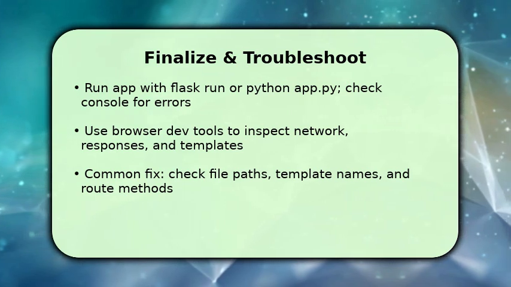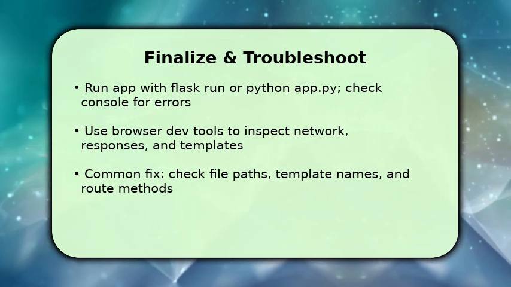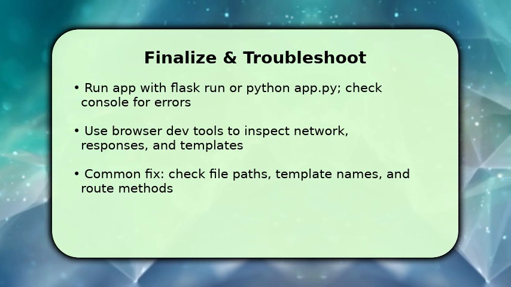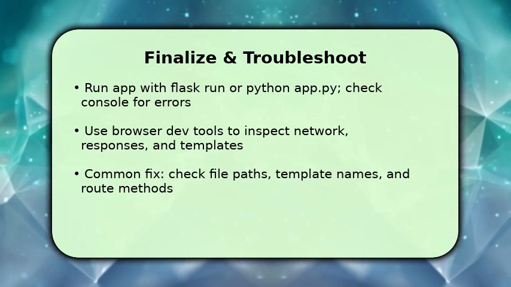If things go wrong, first inspect console errors and network traces. Most issues are path mismatches, wrong HTTP methods, or template name typos. Then fix and reload. Repeat until the flow is reliable.